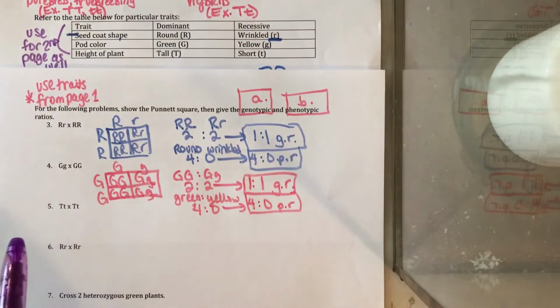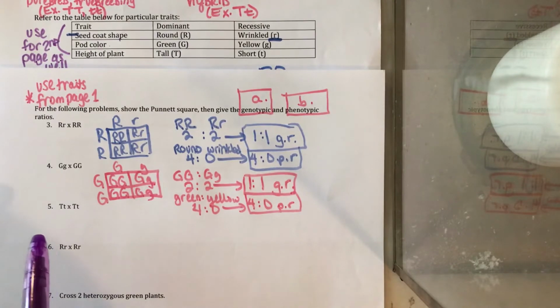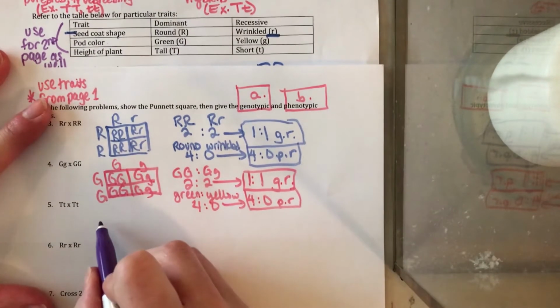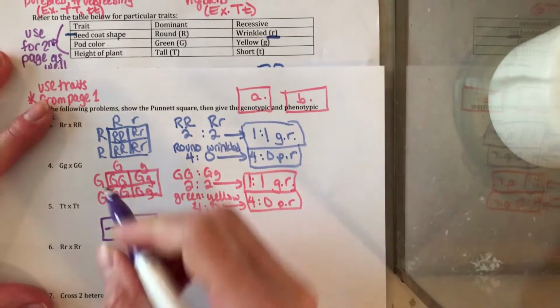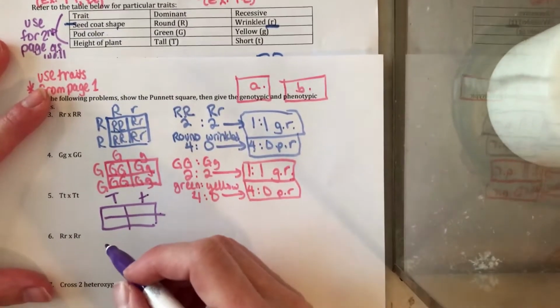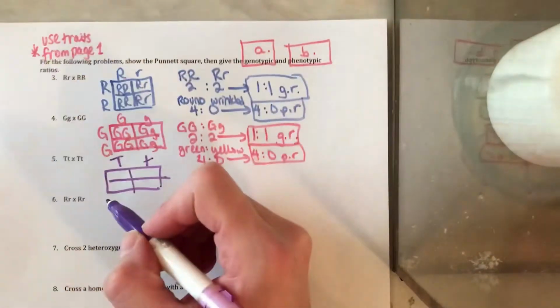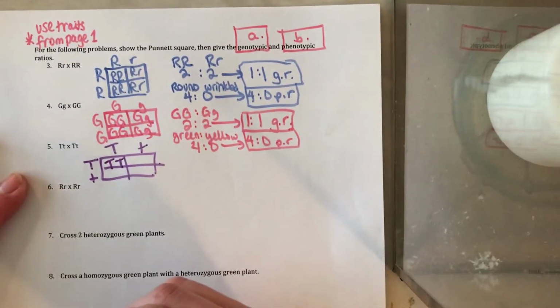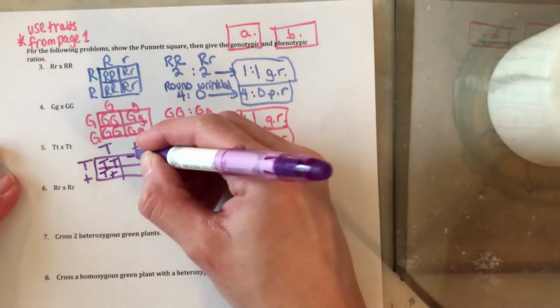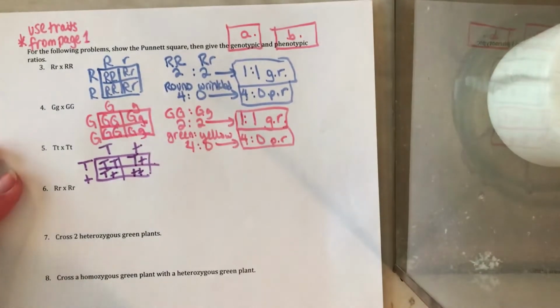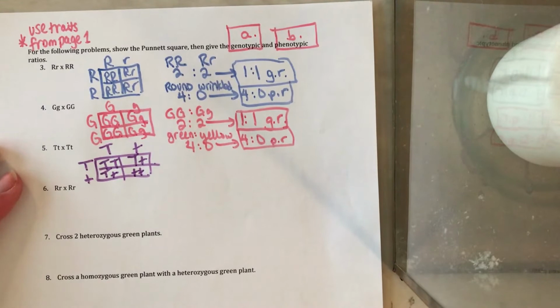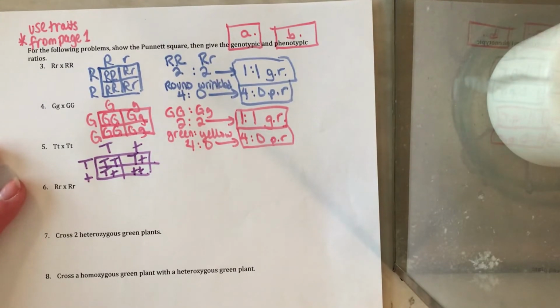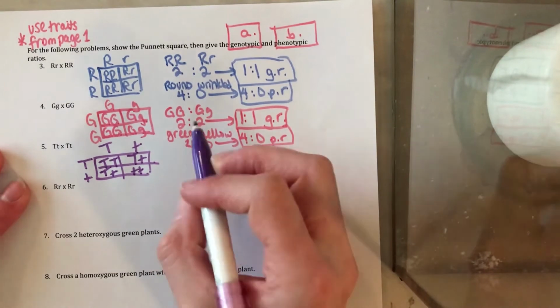Now for the next one, number 5, we are crossing 2 heterozygotes with each other, or we can say that we're crossing 2 hybrids. So when we set up this Punnett square, I'm crossing capital T, lowercase t, with capital T, lowercase t. So here's a homozygous dominant, a heterozygote, and a homozygous recessive. So in this case, we have 3 different possibilities for genotype.